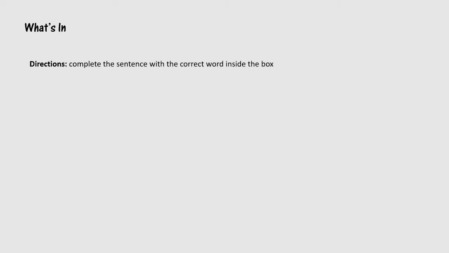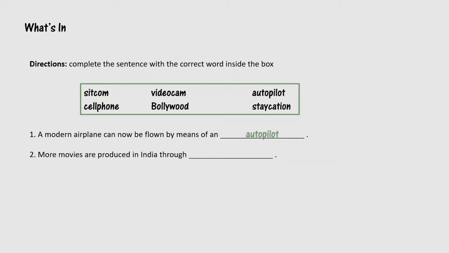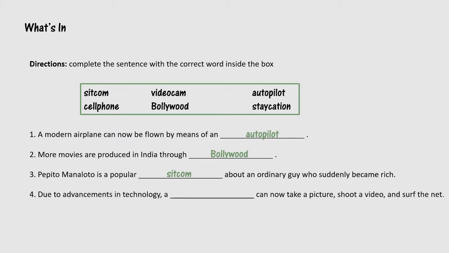Complete the sentence with the correct word inside the box. A modern airplane can now be flown by means of an autopilot. More movies are produced in India through Bollywood. Pepito Manaloto is a popular sitcom about an ordinary guy who suddenly becomes rich. Due to advancements in technology, a cell phone can now take a picture, shoot a video, and surf the net. Older folks prefer some staycation whenever they find free time.